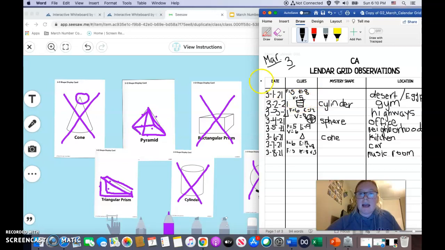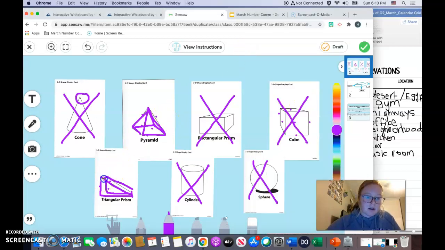We're looking for 5 corners. Let's start here. 1, 2, 3, 4, 5, 6. Our triangular prism has 6 vertices, or 6 corners or points. Let's see if our pyramid has 5. 1, 2, 3, 4, 5. Boys and girls, did we figure out what our mystery shape was? You are right, it was a pyramid.